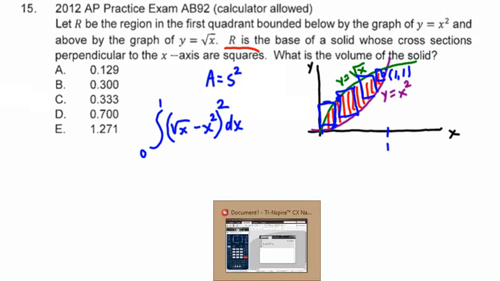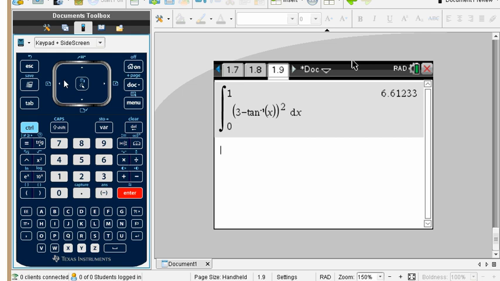And we go to our calculator and get an integral, shift plus sign. We're going to go from x equals 0 to x equals 1, and we're going to have an open parentheses here, square root of x, and that's going to be our upper function minus our lower function, which is x squared, and then we're going to square the whole thing right here, make sure everything's okay. dx.